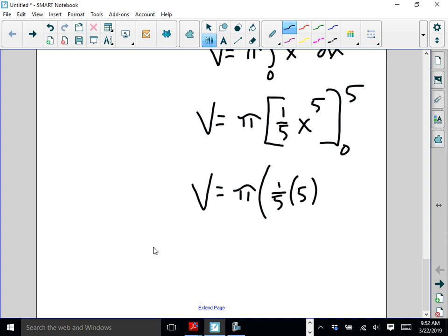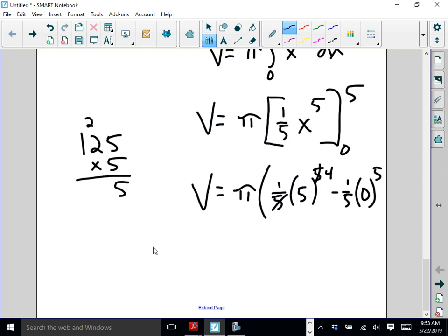So I get 1/5 times 5 to the 5th minus 1/5 times 0 to the 5th. Now I have to figure out what 5 to the 5th is. That's going to be a pretty big number. But if I think about this, this is 5 times 5 times 5 times 5 times 5, right? But one of those 5s is going to cancel with the 1/5. So really, this is just going to be 5 to the 4th. It's a little easier to calculate. I know 5 cubed is 125, so I'm just going to do 125 times 5. So I know my volume here, the second term being 0, is going to be 625 pi.